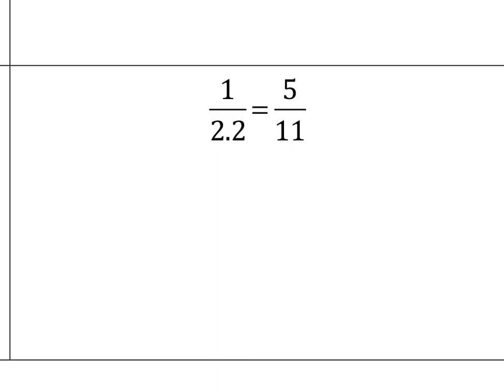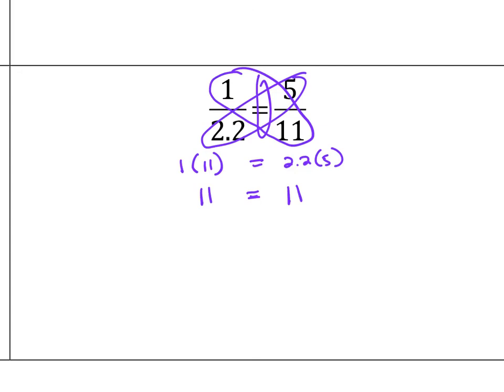Please write down this ratio, 1 over 2 and 2/10 equals 5 over 11. Please use the cross multiplication method to decide whether these two ratios are proportional or not proportional. Does 11 equal 11? Yes. And so this means that these two are proportional. Yes, these ratios form a proportion.